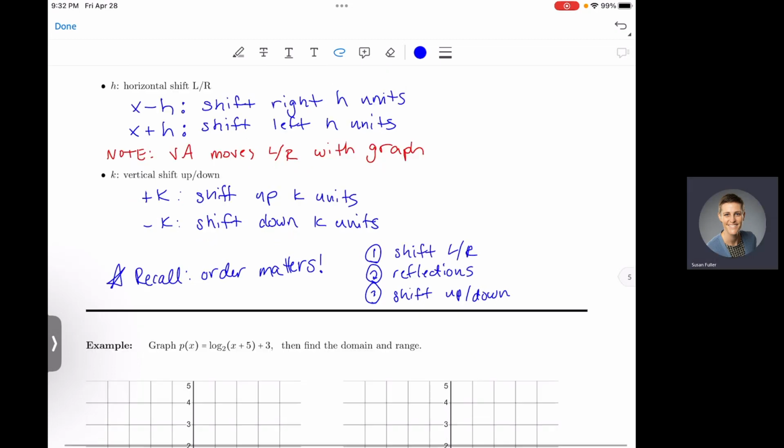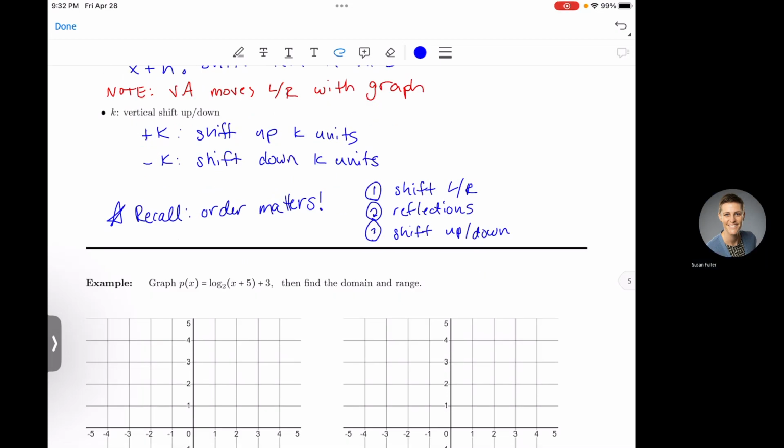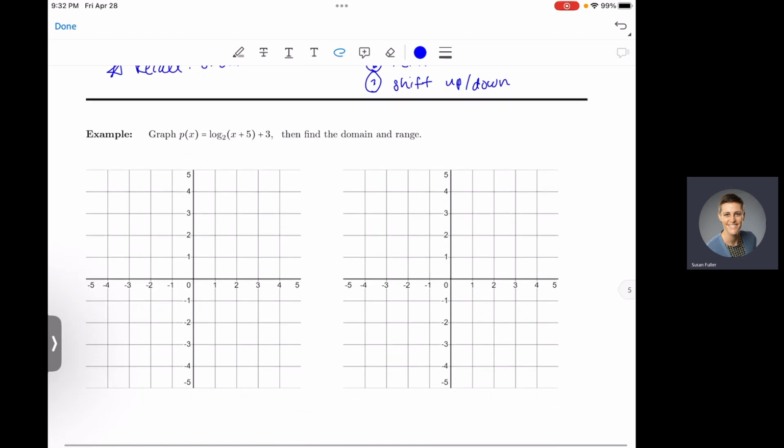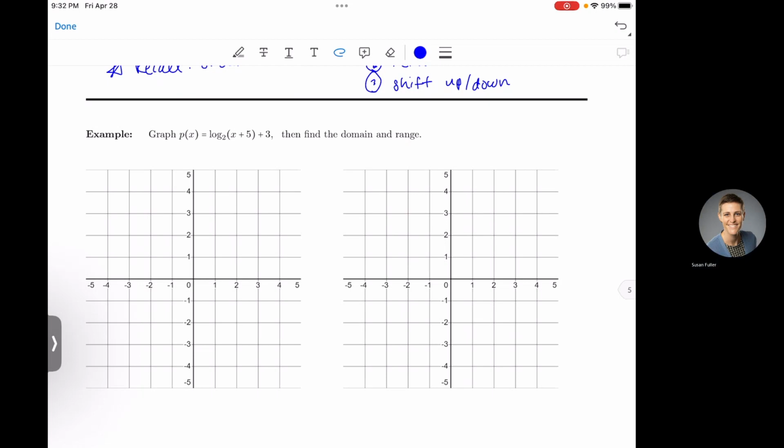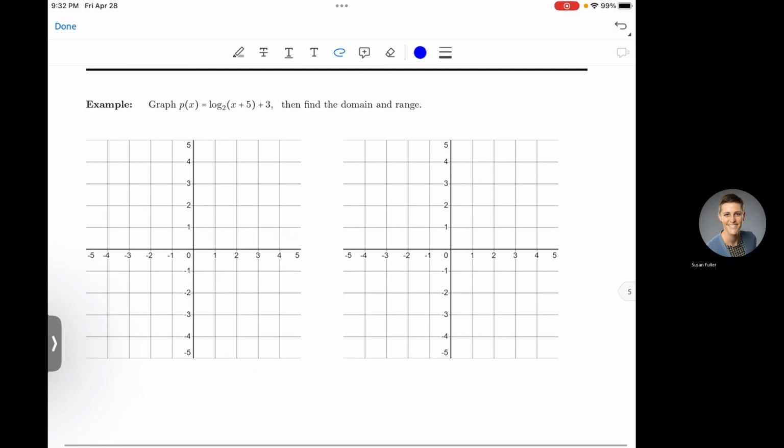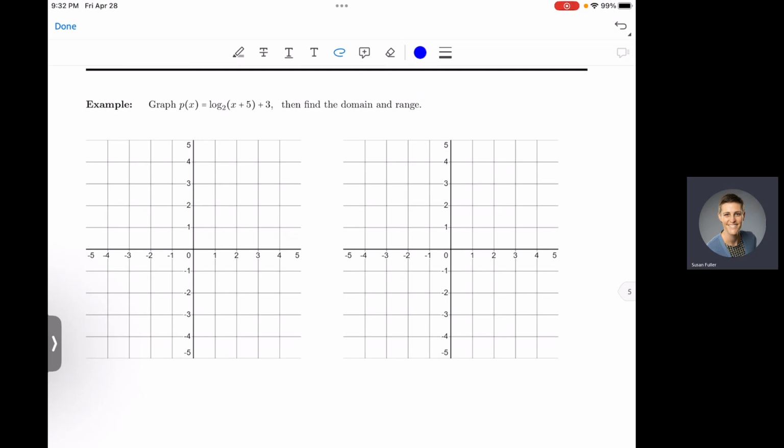All right, so let's go ahead and do one of these. We want to graph p of x equals log base 2 of (x plus 5) plus 3, and then find the domain and the range. So I give you two graphs here. This is going to be kind of like for our work or our steps, and this one will be our final answer.